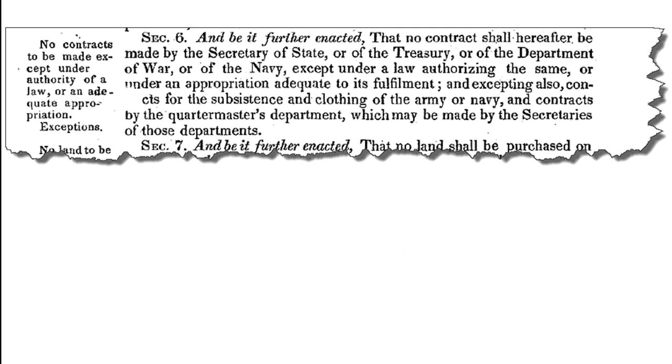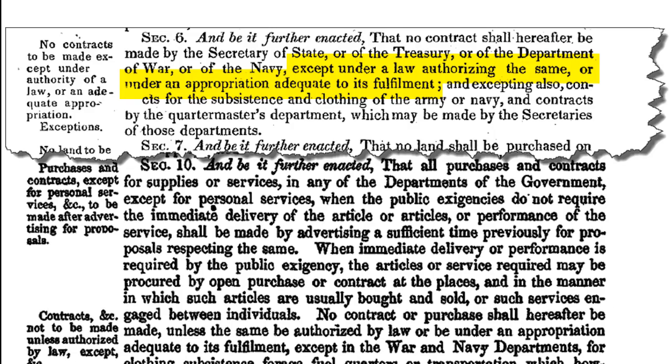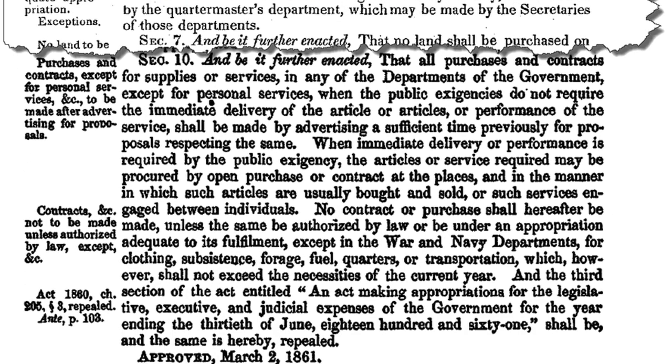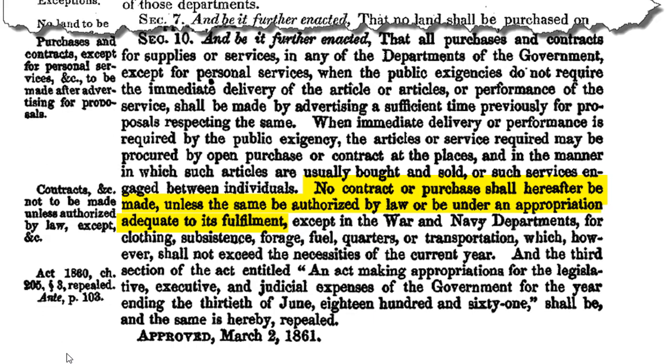In the so-called Adequacy of Appropriations Act, Congress had already established this requirement in 1820, that no contract shall hereafter be made except under an appropriation adequate to its fulfillment. They reiterated this prohibition in 1861. With rule number 3, amount was added to purpose as the second key principle of appropriations law. Breaking rule number 3, spending more than Congress appropriates, or spending before funds are appropriated, violates the Anti-Deficiency Act.